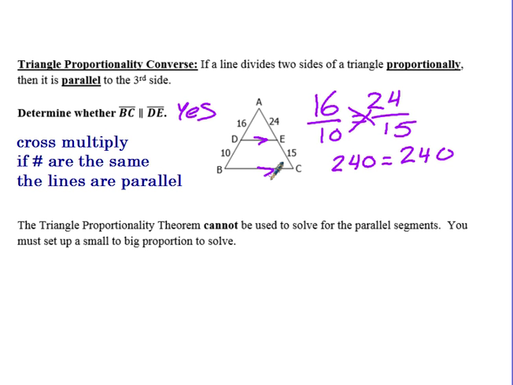The triangle proportionality theorem cannot be used to solve for parallel segments. You must set up a small to big proportion. So if I asked you to solve for x, and I told you that this was 8, you can't use the triangle proportionality theorem. You have to go back to doing the big and the small parts. So in other words, you would have to add these sides together. So just keep that in mind.